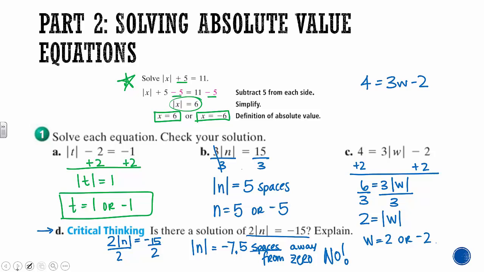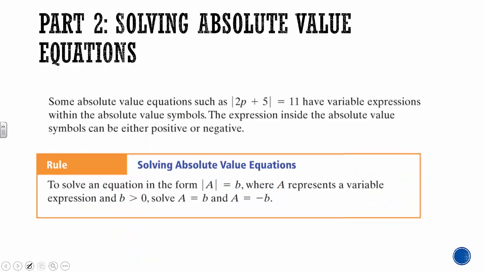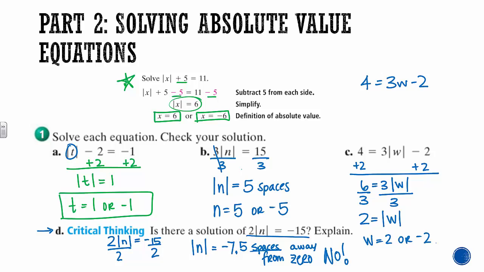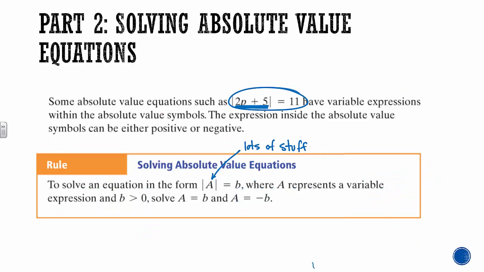So let's do ones that are a little harder. So some absolute value equations will look like this, where we have stuff on the inside of the absolute value. So because of that, we have to use this rule. It says to solve an equation in the form the absolute value of a equals b, where a is a variable expression. So that means this is lots of stuff. Remember the ones that we just did? There was only one letter inside of all of these. Now we're going to have lots of stuff in there.